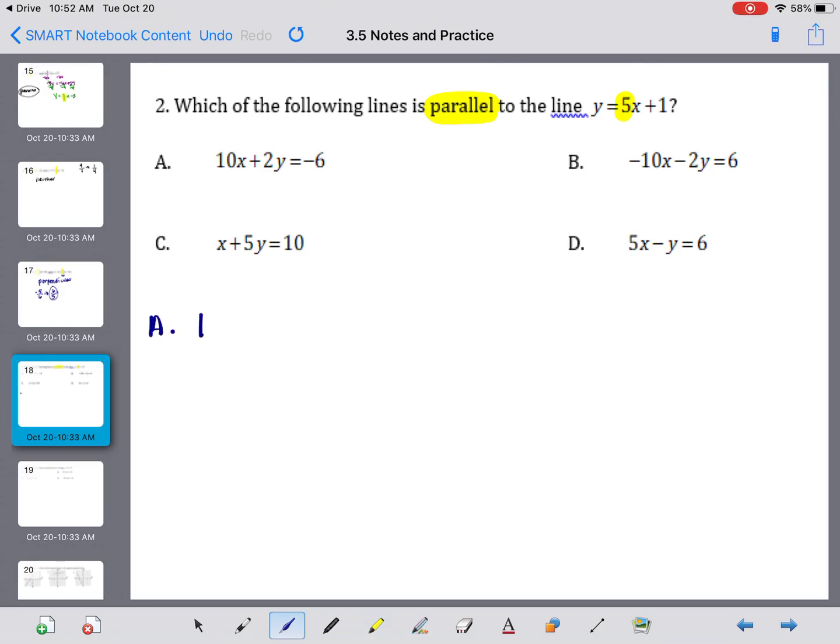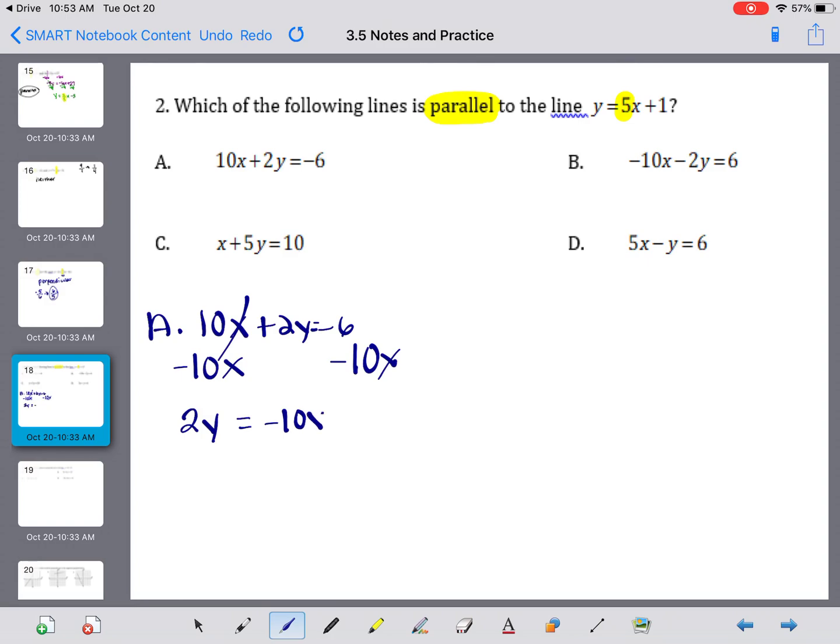If we look at a, we have 10x plus 2y minus 6. So to solve for y, I'm going to move... that is strange. Let's rewrite that. 10x plus 2y equals negative 6. So we're going to move the 10x over to get y by itself. So we get 2y is equal to negative 10x minus 6. We're going to divide by 2.